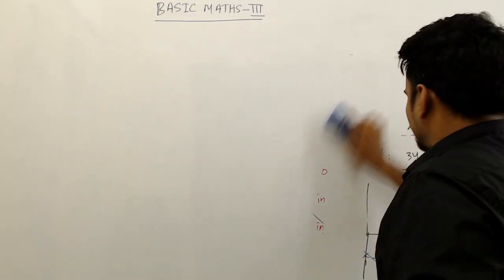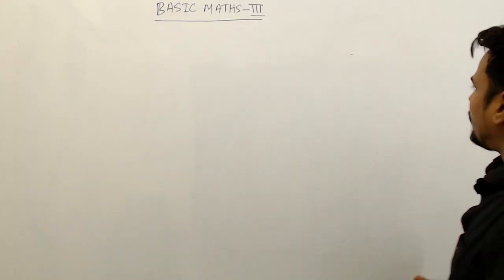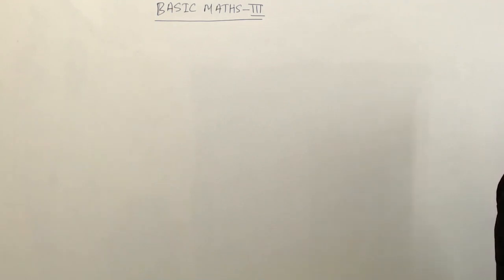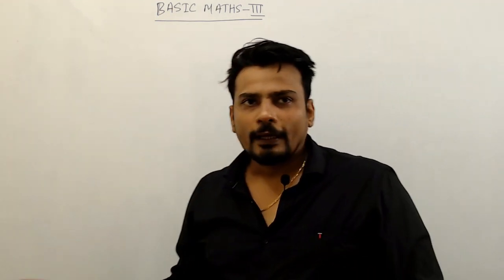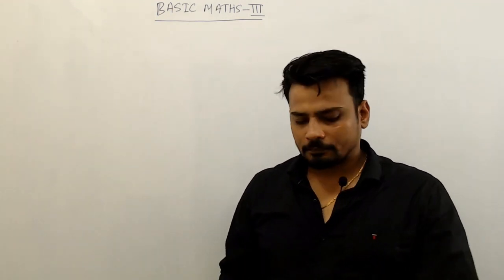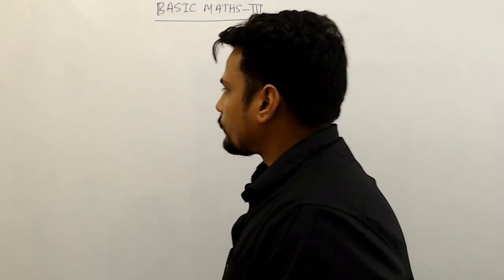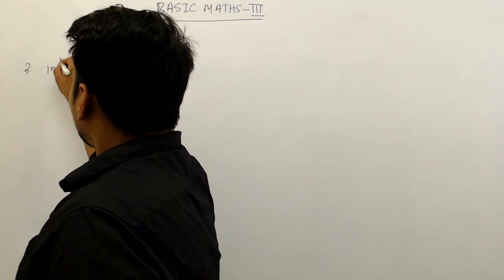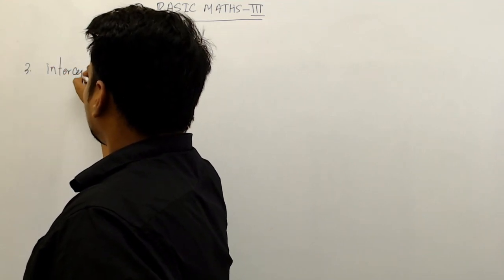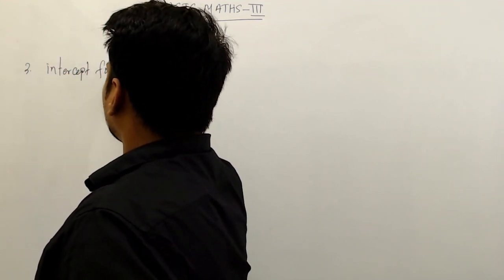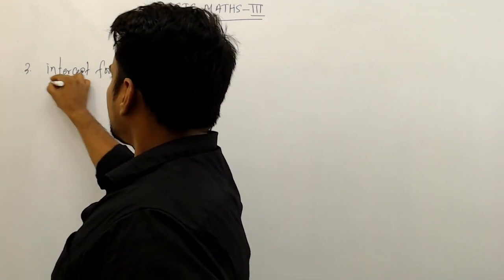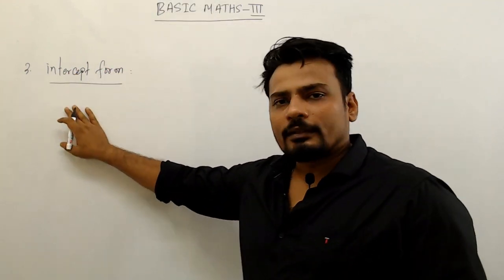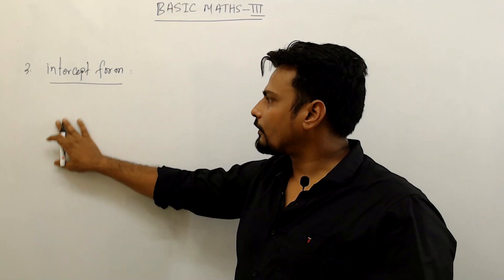All good? So yes, I'm sure you must have noted it down. If not, pause the video and first note everything down. Now, the next that I want to discuss is point number 3, type 3 of the line. That is called the intercept form of the line. So, as the name suggests, this talks about the intercepts made on the x and y axis.